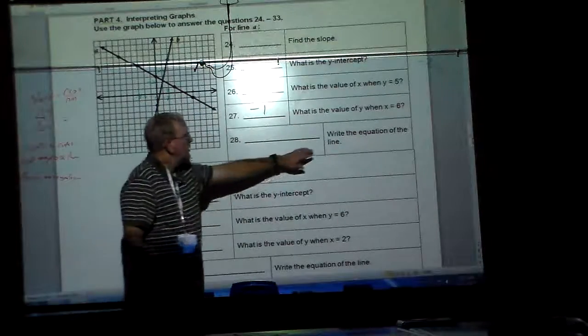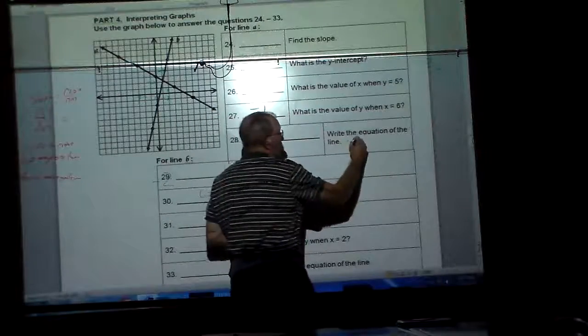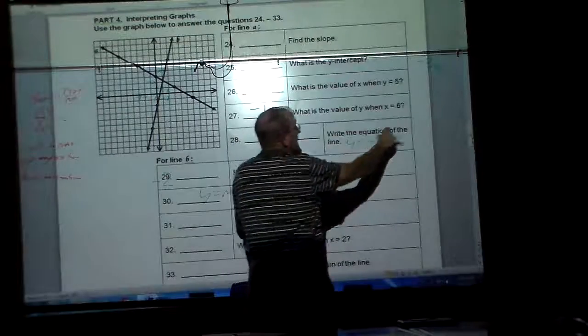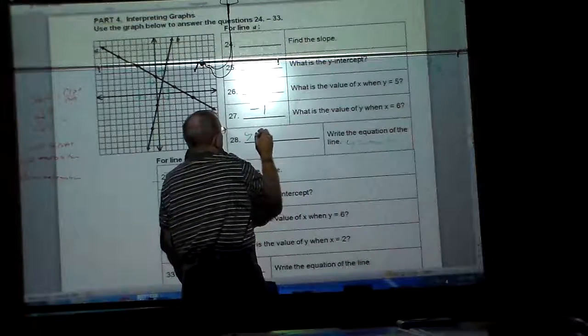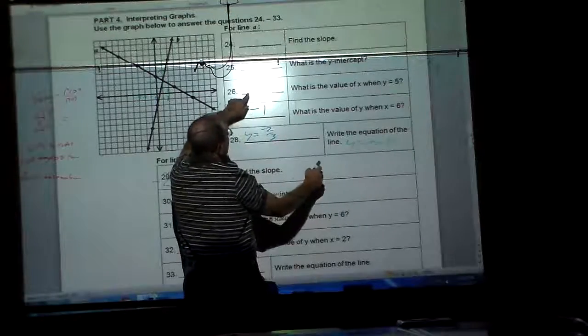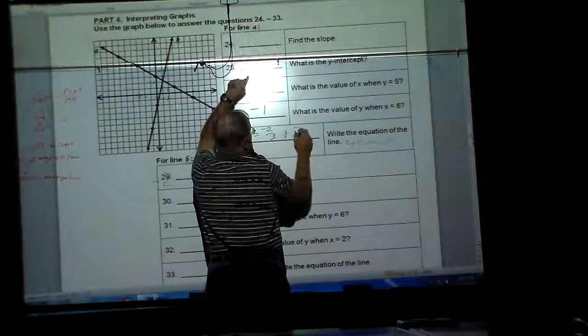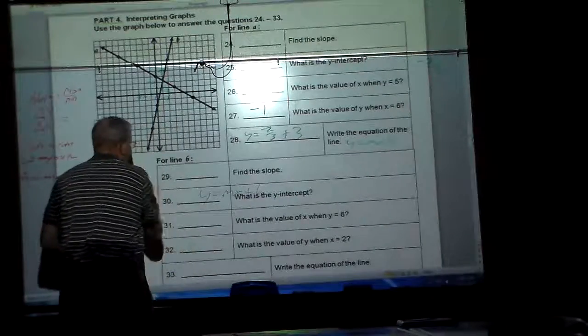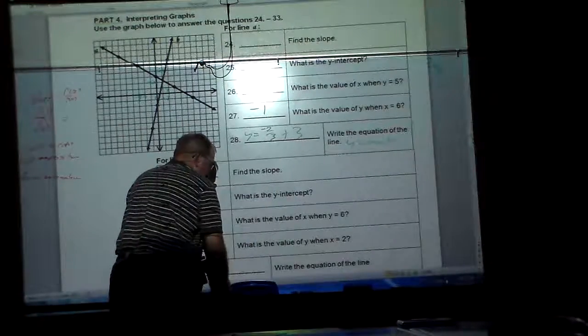Now write the equation. To write the equation, remember it's just y equals what? mx plus b. M is -2/3, and the b is 3, so it's +3. There I have written the equation. All right? Now then, let's look at this one right here.